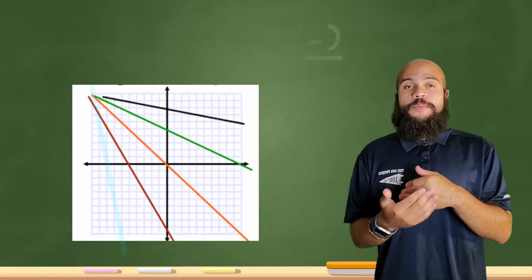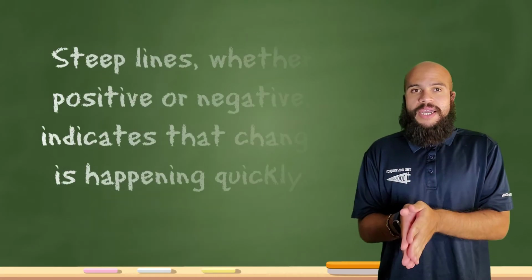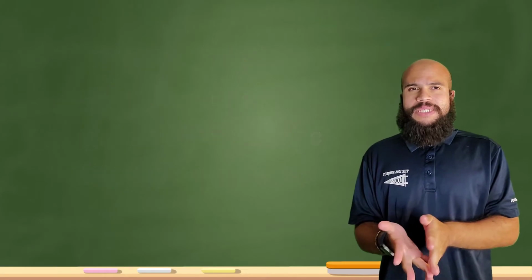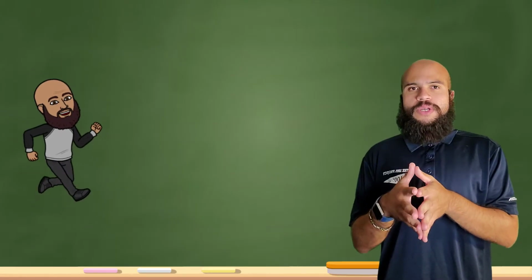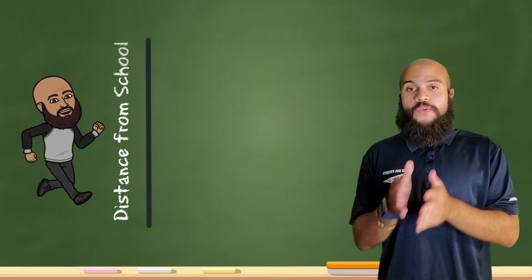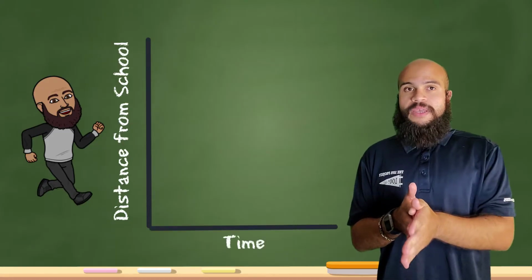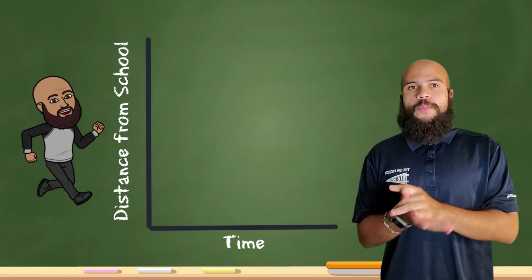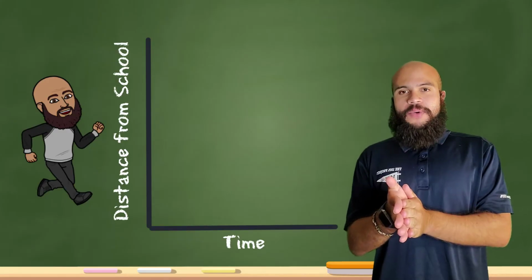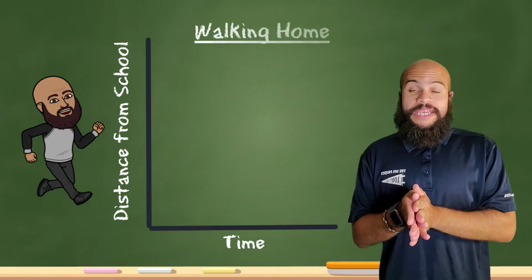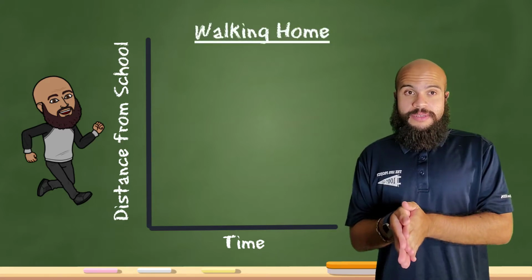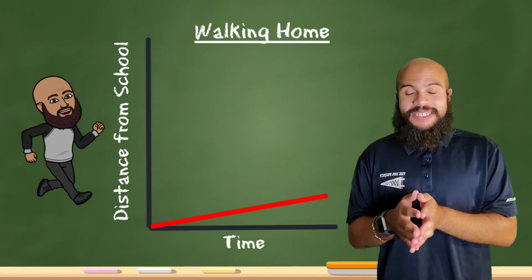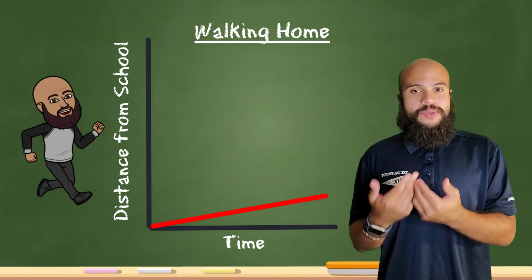So regardless of if a slope is positive or negative, the steepness of the line determines how quickly a situation is changing. So, for example, say you're walking home from school and you decide to measure your distance from school over time. The steepness of your line, or your slope, will change depending on how quickly you're moving. So if you are walking at a very slow speed, the line will be more flat because you're not changing your distance rapidly. You're walking slowly.